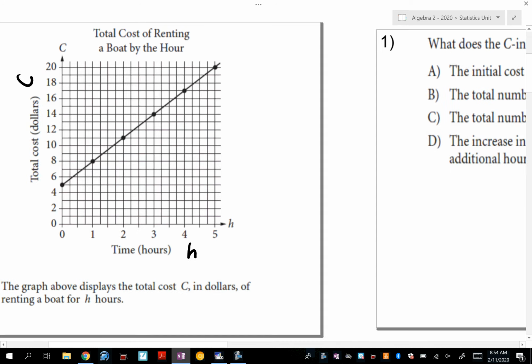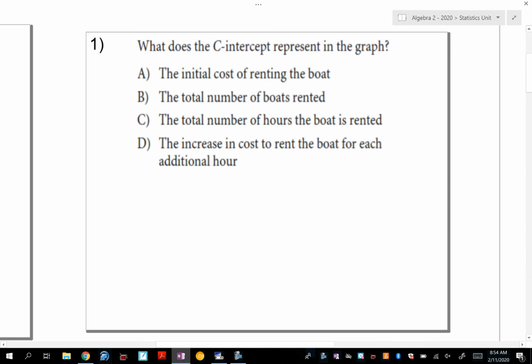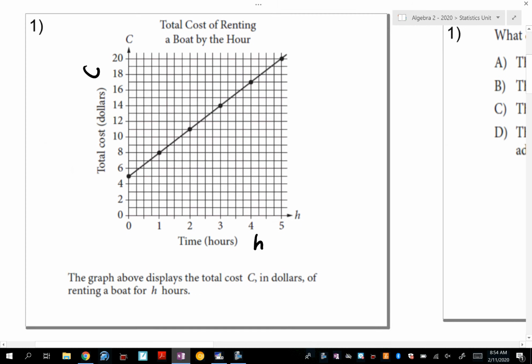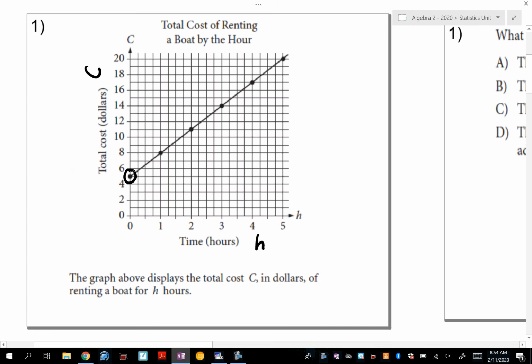Okay, so let's look at the question. It says, what does the C-intercept represent? Now, again, C was really their Y value, for their Y-axis, so this is really asking about the Y-intercept. What does the Y-intercept represent in the graph? If we go look, the y-intercept is right here. And if you think back to how we discussed this without context, the y-intercept is when you have an x value of 0. So when you have an x value of 0, the y-intercept is your y value.